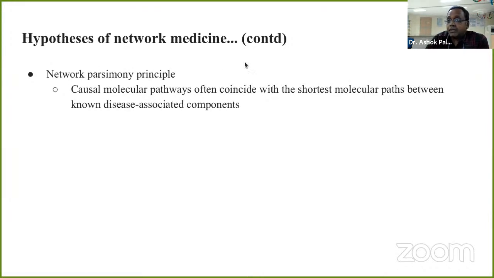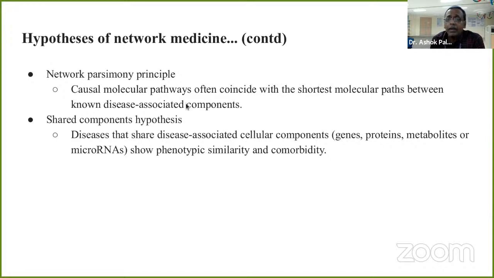Next is the parsimony principle, where we assume that the causal molecular pathways usually coincide with the shortest molecular paths between the nodes that are disease-associated genes. All right. And finally, the last hypothesis that is implicitly assumed in our discussions is the shared components hypothesis.